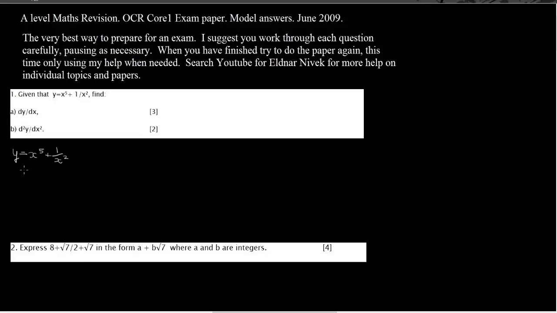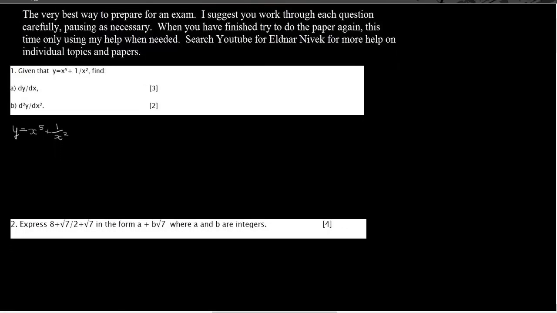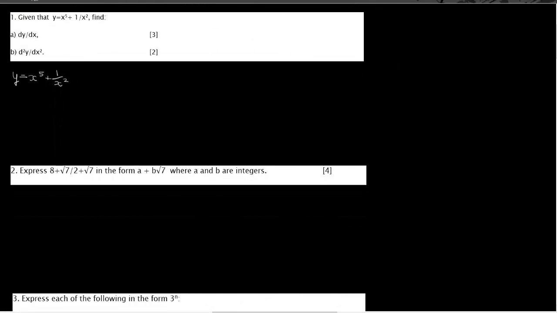The exam paper is June 2009. We're going to go through all the questions. It's the best way to prepare for an exam. If you look at the exam questions, then pause as necessary. And when you finish, go through it again and try and do it yourself with a little help.